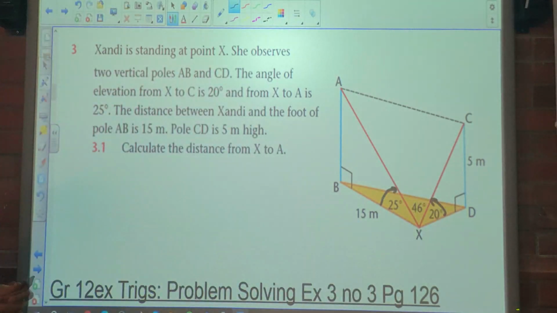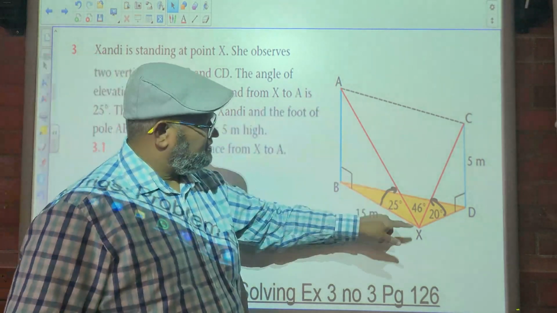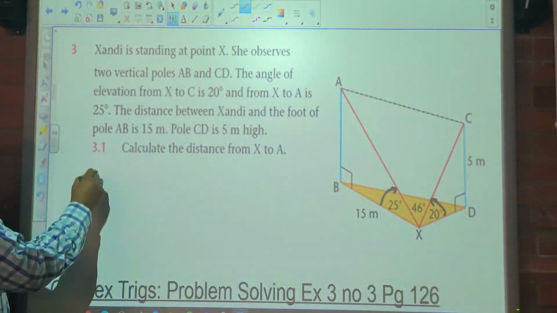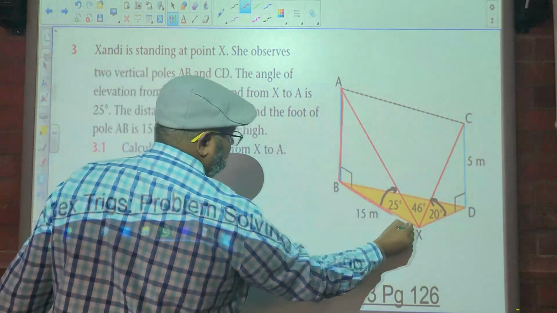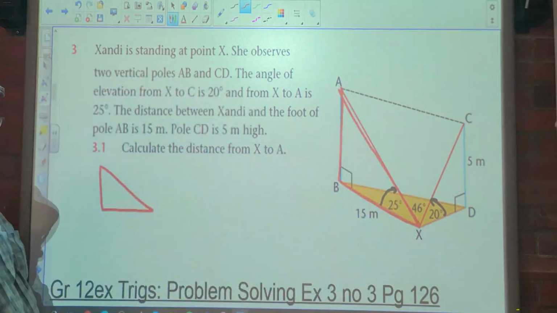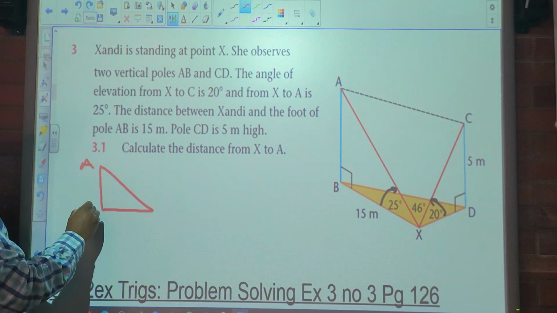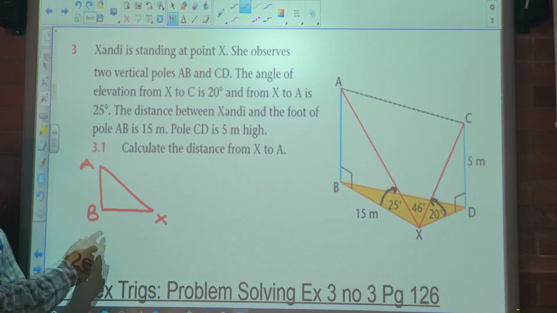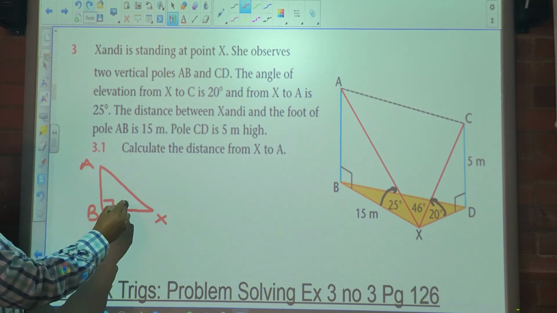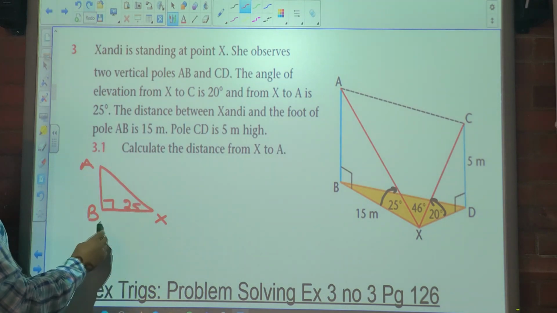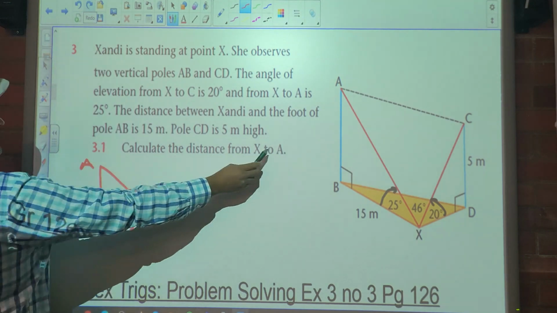The question says calculate the distance from X to A. So what should you see now? You see a triangle like this. This is the triangle I'm drawing now. That's the triangle I'm looking at. So it's triangle A, B, X. What's the size of this angle? 90. And this is 25. And this is 50. They want you to calculate AX.